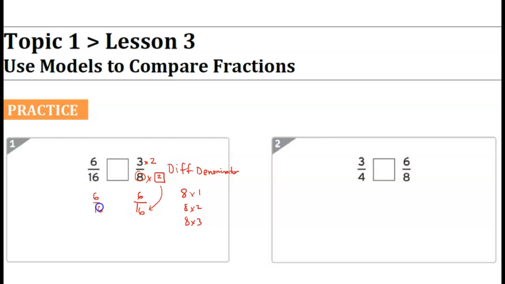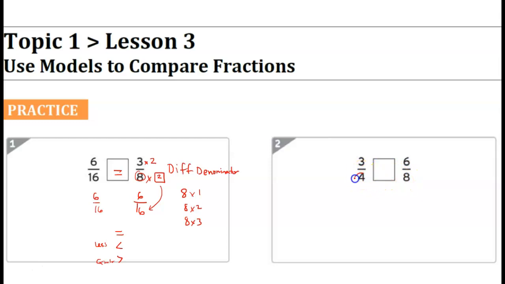So, are they the same? Is this one less than this one, or is this one greater than this one? And by that one, I mean fractions. So that would be equal. We could do the same thing here. So 3/4 and 6/8, again, both are different denominators.